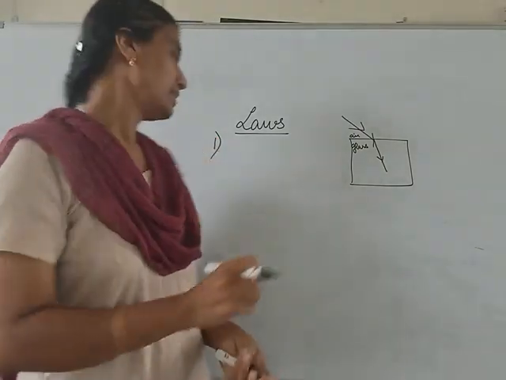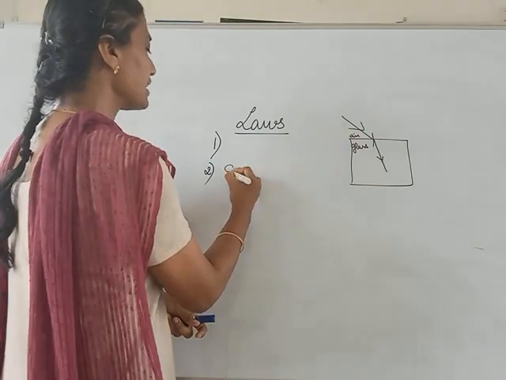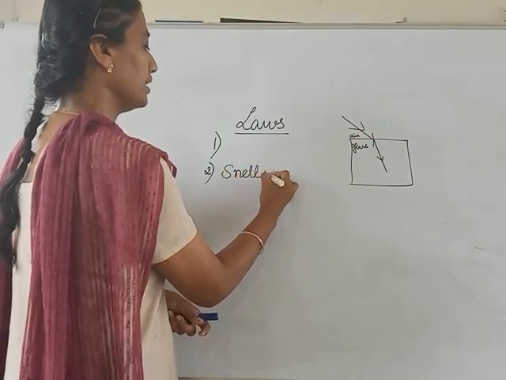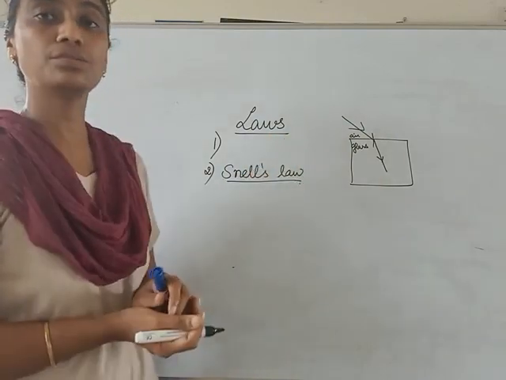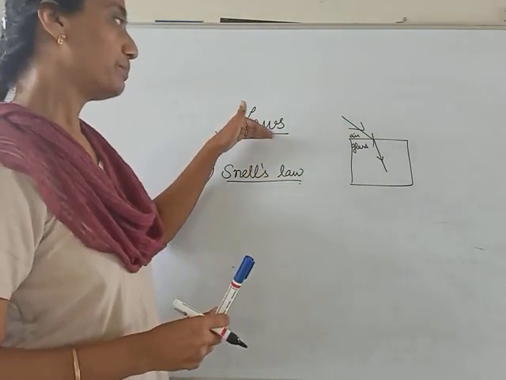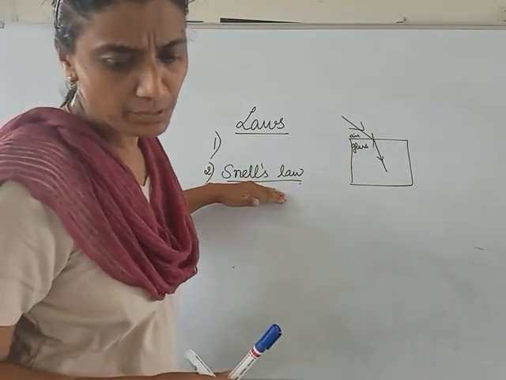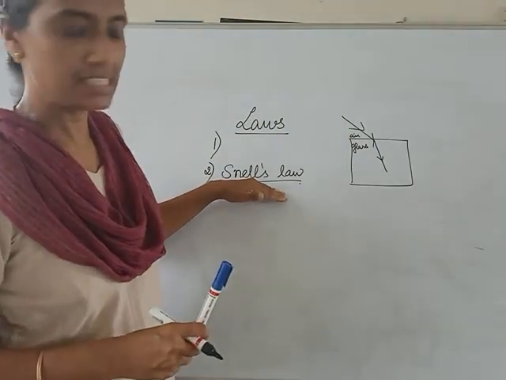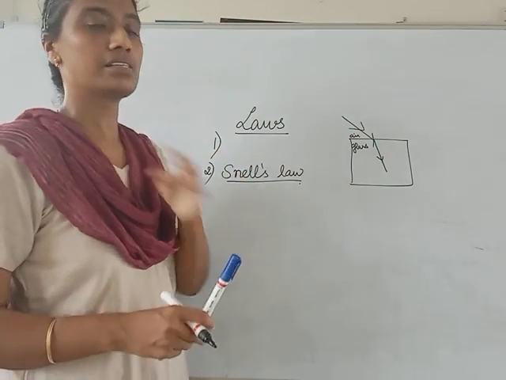Okay. Now coming to the second law, this has a special name called Snell's law. This is a person who found this law. So that's why, okay. His full name is Wilbur Snell or something. So they gave the name to the second law as Snell's law.